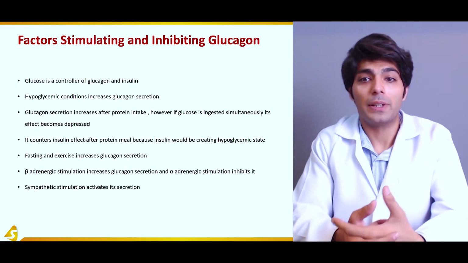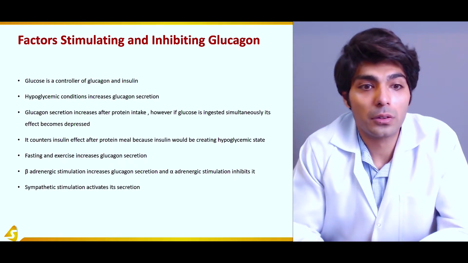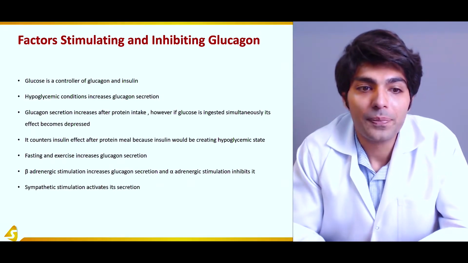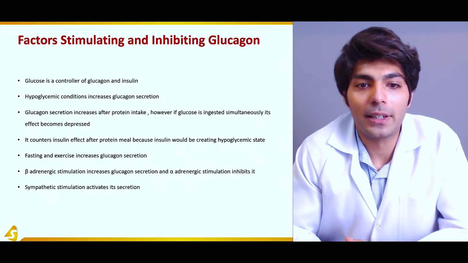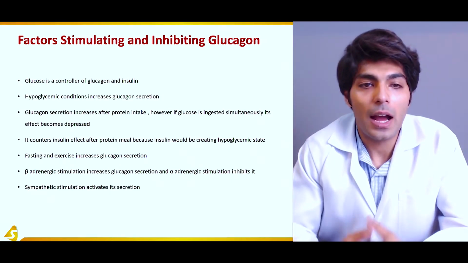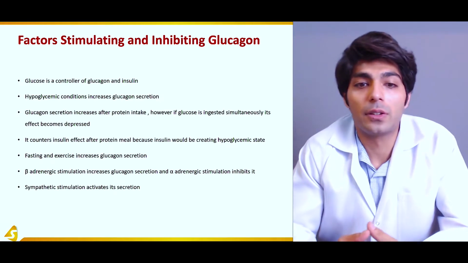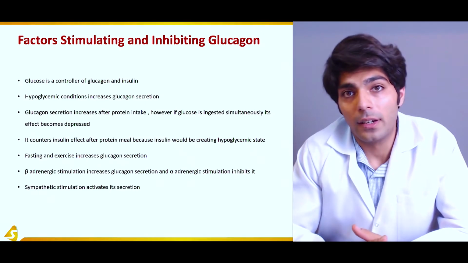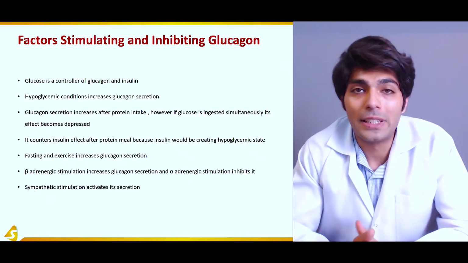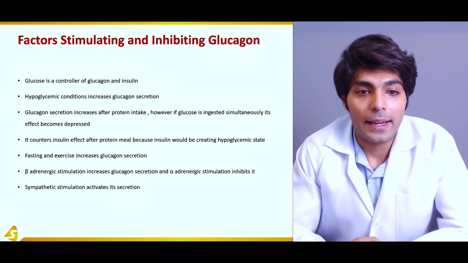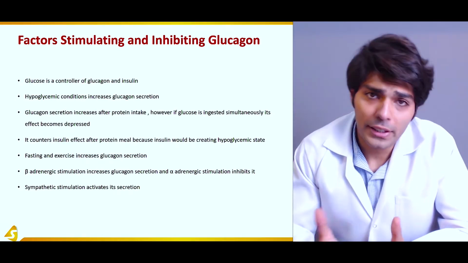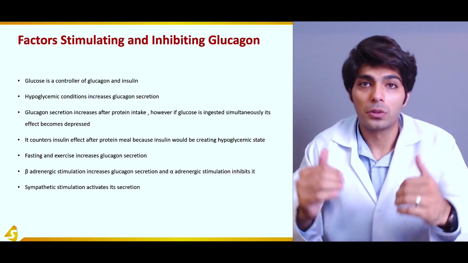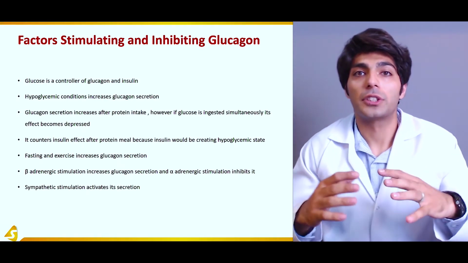Now the factors which stimulate and inhibit glucagon. Glucose is a controller of glucagon and insulin. Any hypoglycemic condition increases the glucagon secretion. Hyperglycemic conditions increase the release of the insulin, and also the increased protein-rich diet which we take gives the stimulus to release insulin, and it controls. During the fasting and exercise, it increases the glucagon secretion because the glucose levels have fallen down. So glucagon secretion increases.